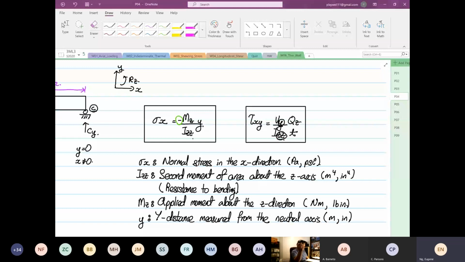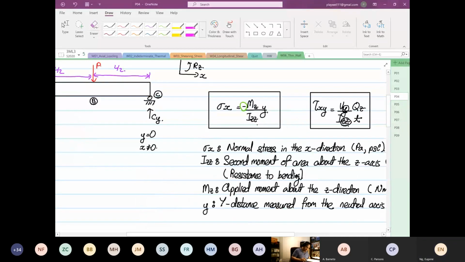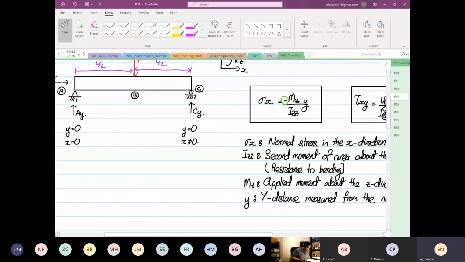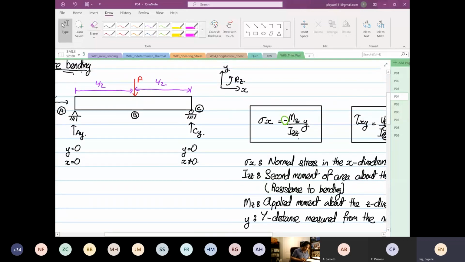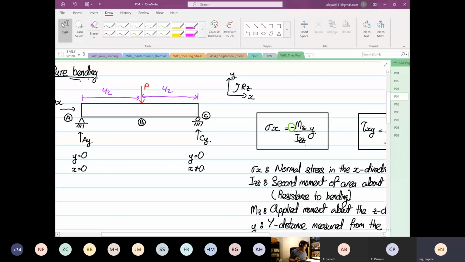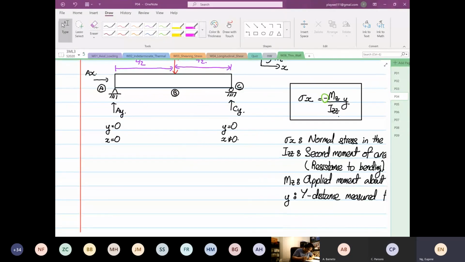So when you have an applied moment like this, or you have a force like this, can anyone tell me where will the structure fail? At point A, point B, or point C? Anyone? B. Yeah. B. Yep. You're absolutely right. Okay, so the structure will fail at point B.